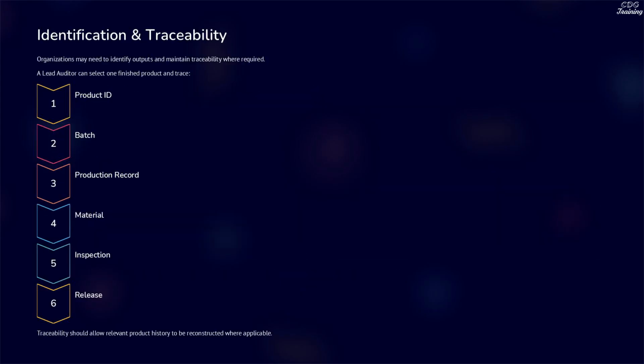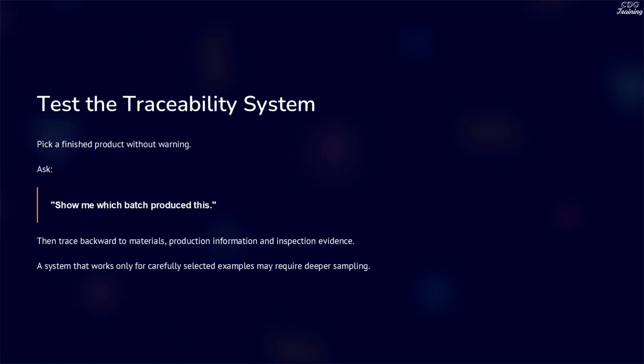Organizations need to identify outputs and maintain traceability where required. A lead auditor can select one finished product and trace it through product ID, batch, production record, material, inspection, and release. Pick a finished product without warning and ask which batch produced it. Then trace backward to materials, production information, and inspection evidence. A system that works only for carefully selected examples may require deeper sampling.